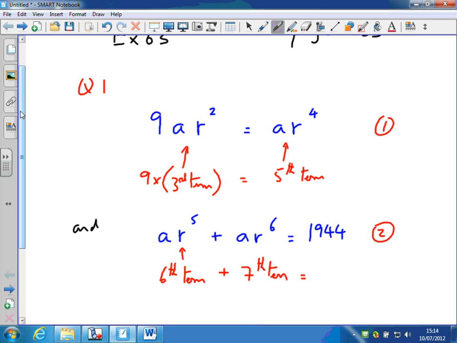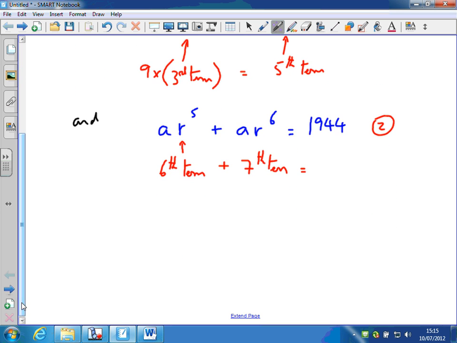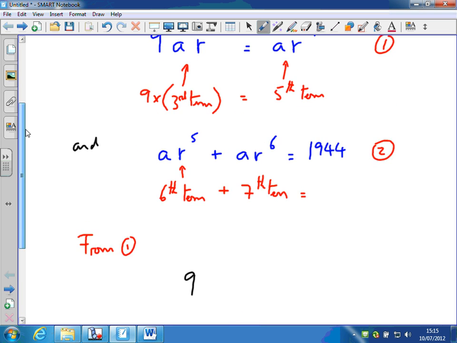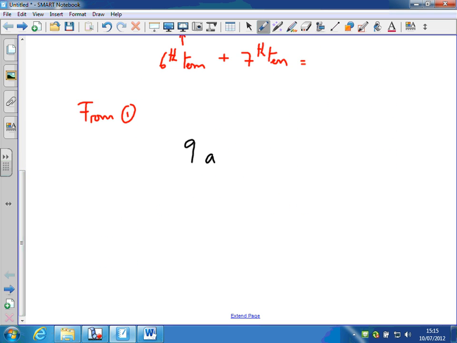Equation number 1, I can rearrange that and solve it for R directly. And then once I've got R, I can put that information into the second equation to find A. So see if you can do it. So from 1, 9AR squared is AR to the 4.